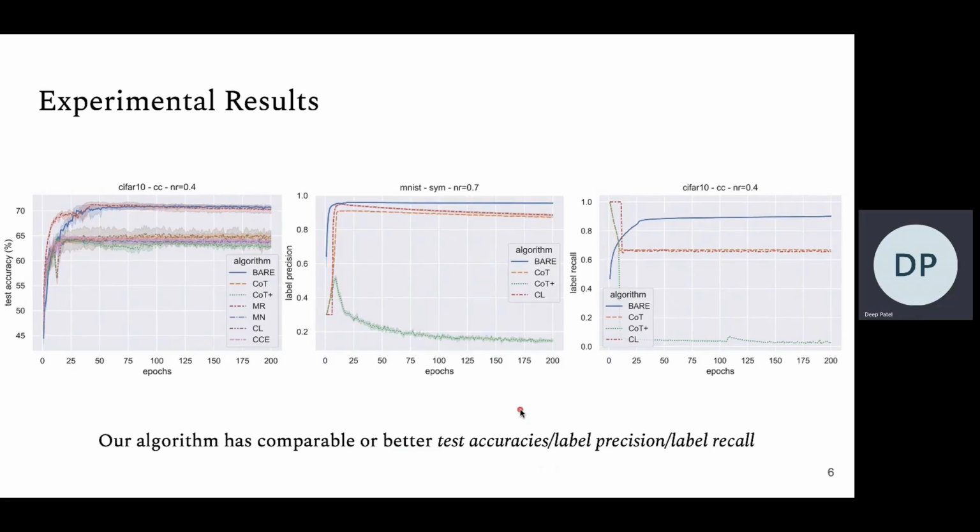We empirically show that our algorithm has comparable or better test set accuracies on cleanly labeled data, and is consistently and reliably identifying the cleanly labeled samples as well. So this can be seen in all the three plots where higher is better, and our algorithm corresponds to the blue color here.